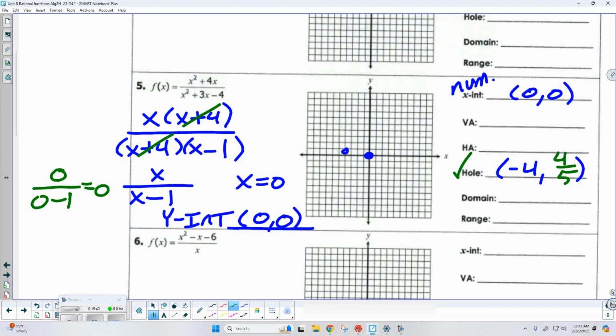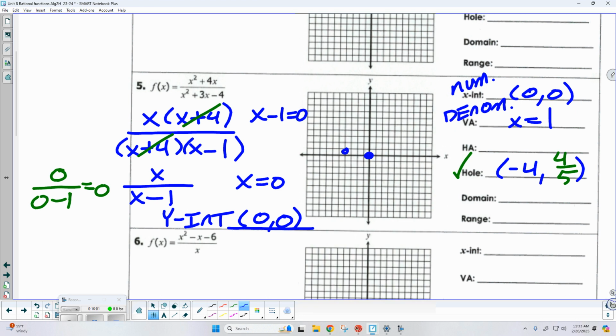Ooh, not 0. There's something I said equal to 0. The denominator. Now the numerator gives me the x-intercept. The denominator gives me the vertical asymptote. Well, if x minus 1 equals 0, my vertical asymptote is at 1.